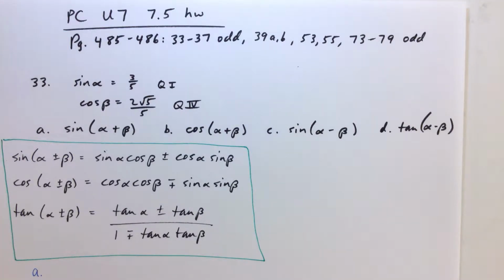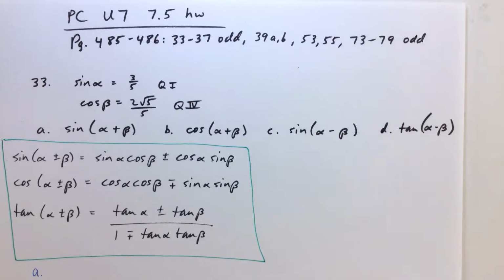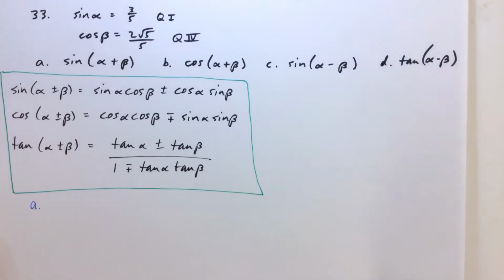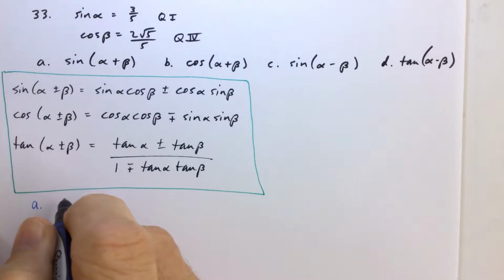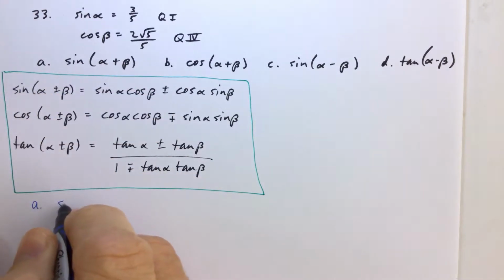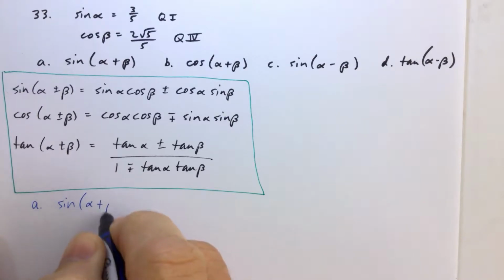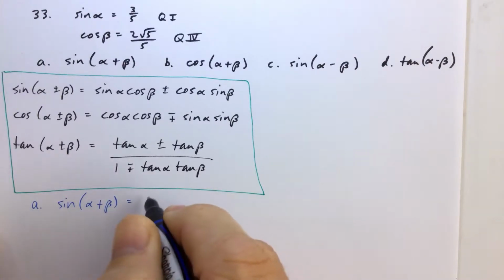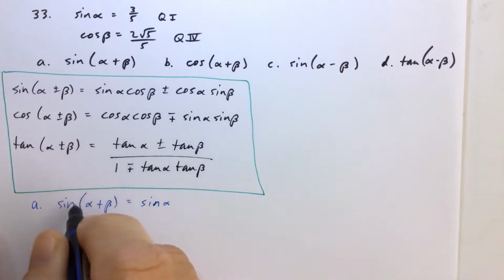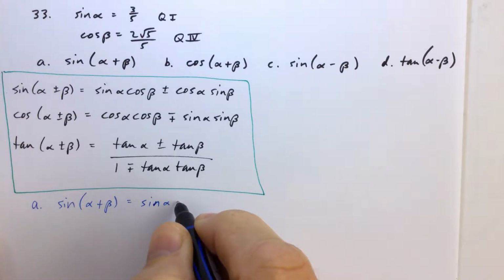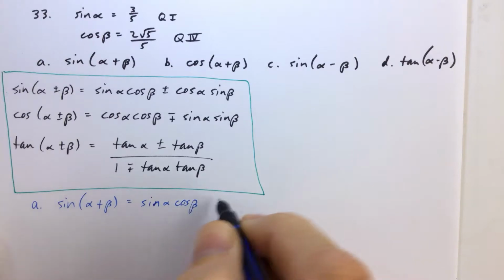Section 7.5, we're on page 485, problem number 33. And problem 33, as you can see, we're trying to find the sine of alpha plus beta, 33a, sine of alpha plus beta. So the first thing I'm going to do is write out, using the addition and subtraction formulas, the addition formula for the sine of alpha plus beta, and that would be the sine of alpha times the cosine of beta plus.